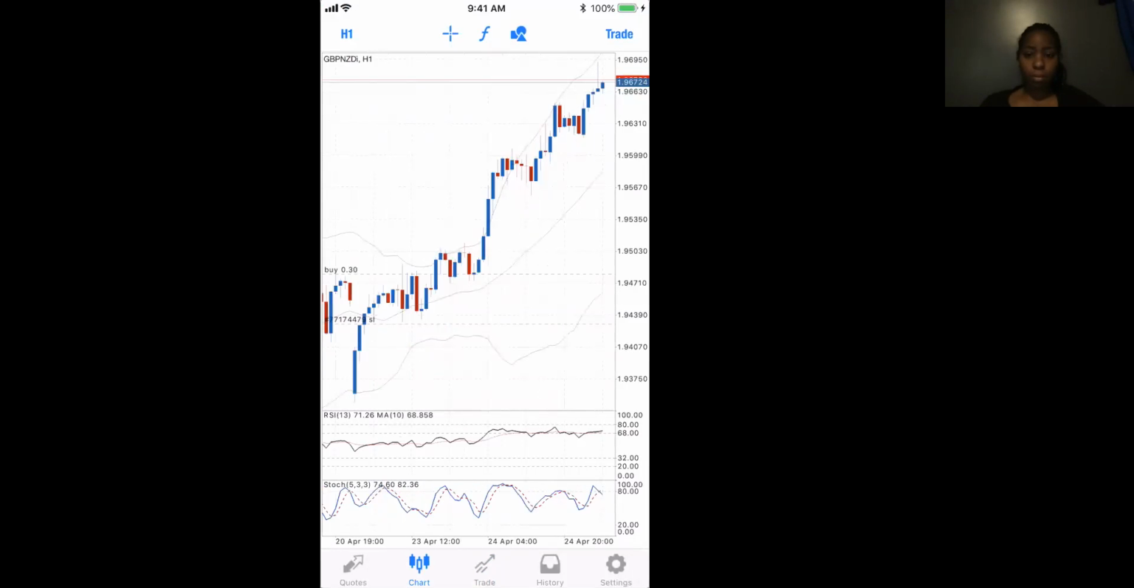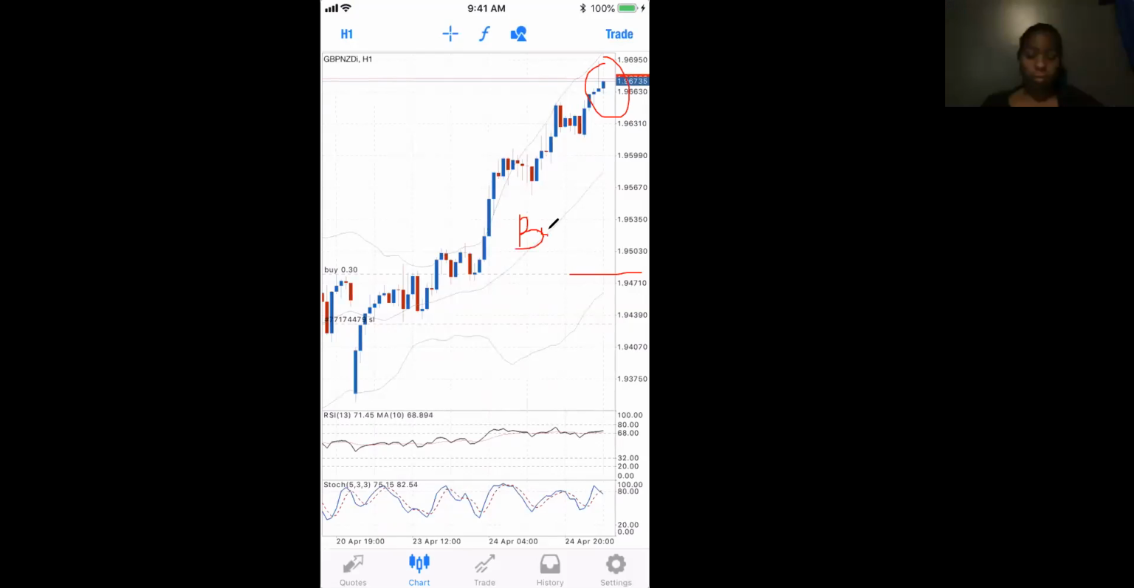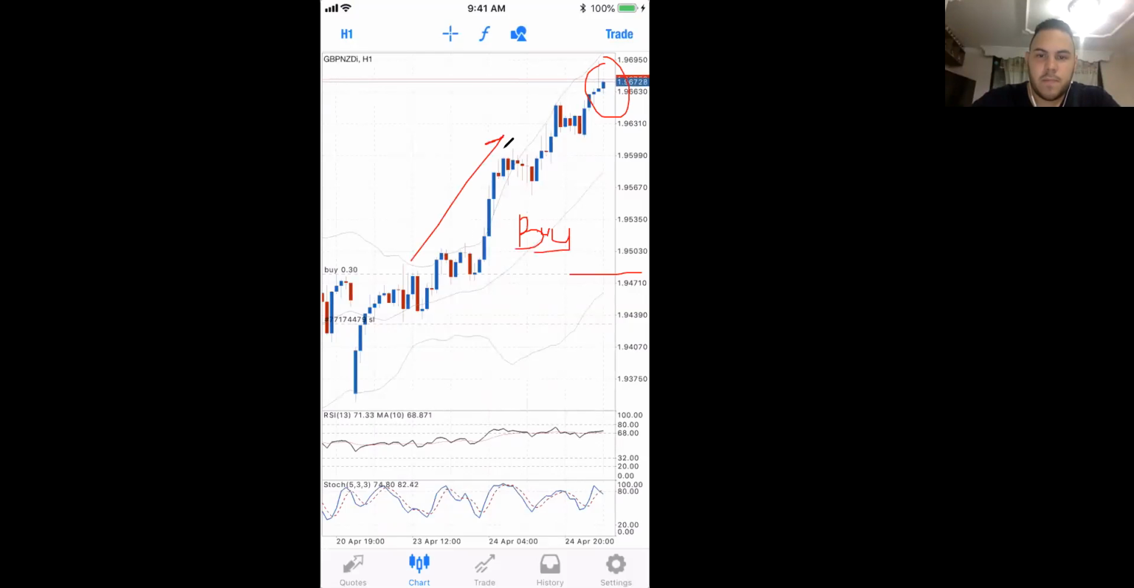So looking at the chart right now, 1.94800 is here, and the price is here. And they have a buy, right? That means that the price is going to go up. So the price went up. So we are too late.